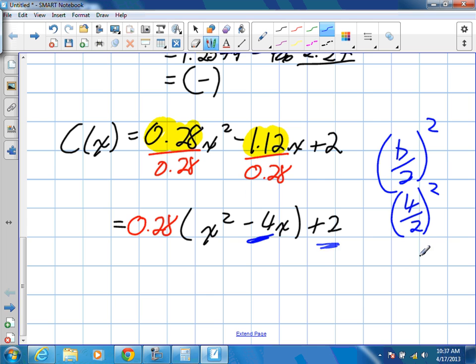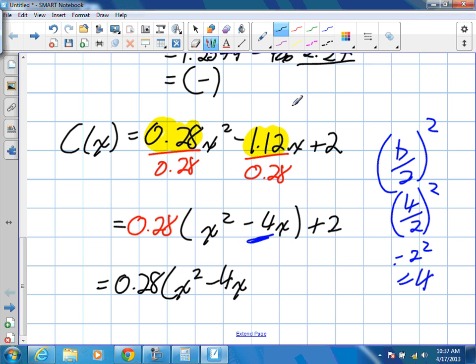What do we do with that 4? Just plug it in. Where do I plug it in and how? That's right. We need to add and subtract 4 in the brackets. So it's the same as essentially doing nothing. And then what do we got to do? Multiply by 0.28. Yeah. Excellent.